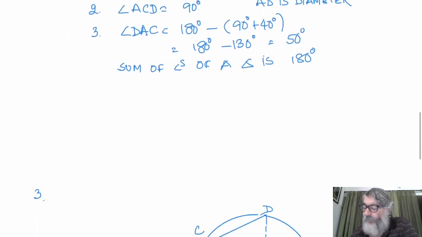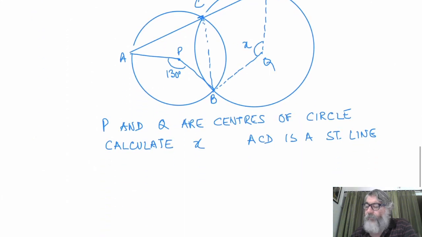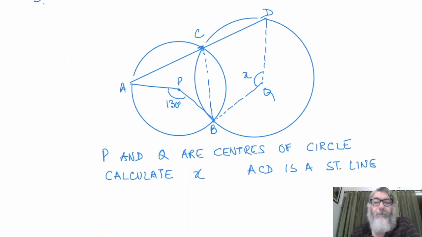Let's see the third question. In the third question, we have two circles which are cutting each other at points C and B. You can see in the figure. One circle is small with the center P. One circle is a large circle with center Q. The smaller circle has center P and angle APB is given as 130 degrees. He wants to find out angle X.